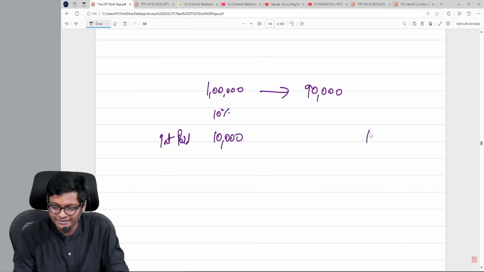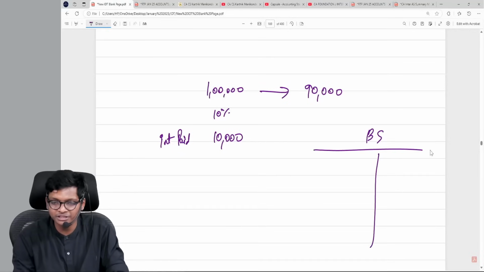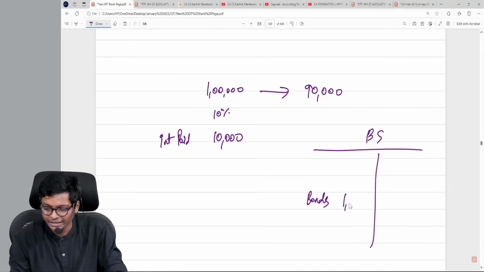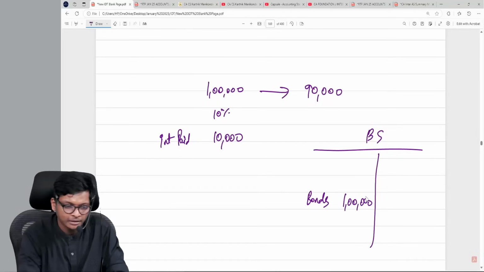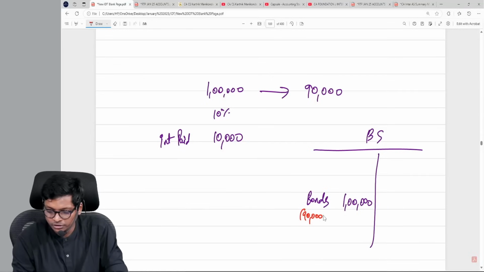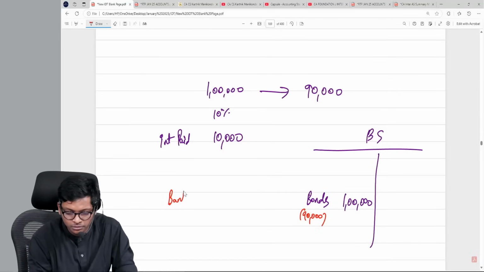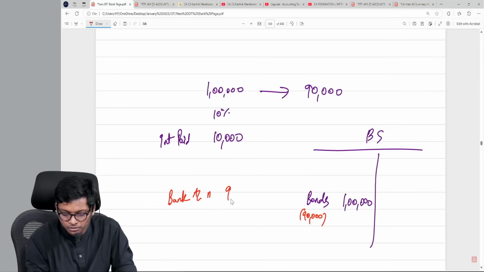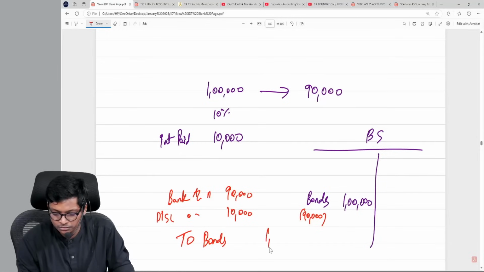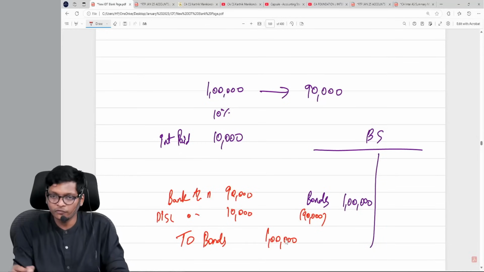10,000. Guys, if you're not understanding, in balance sheet, I issued bonds. Bonds are like debentures. I issued bonds for 1 lakh, but I collected from public only 90,000. So my entry will be bank account debit 90,000, discount on issue 10,000 to bonds 1 lakh. Are you following?